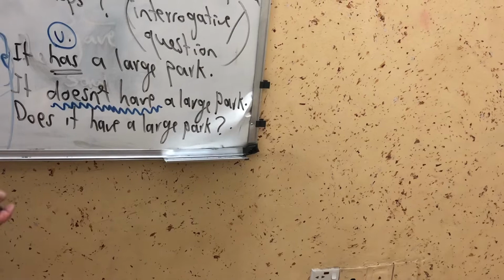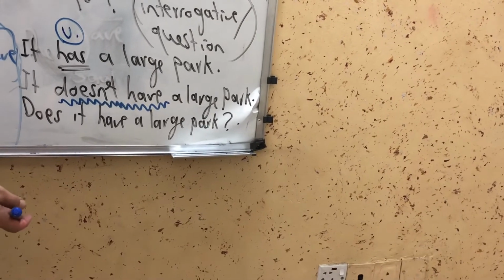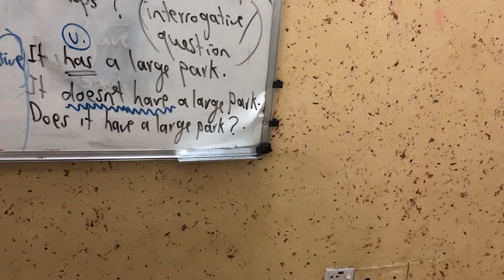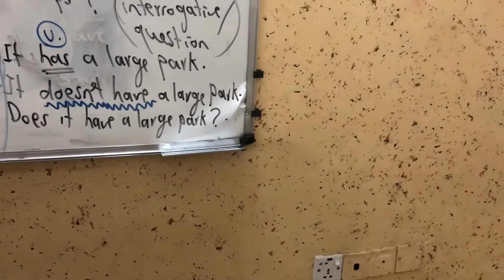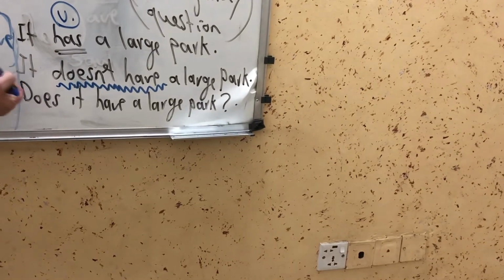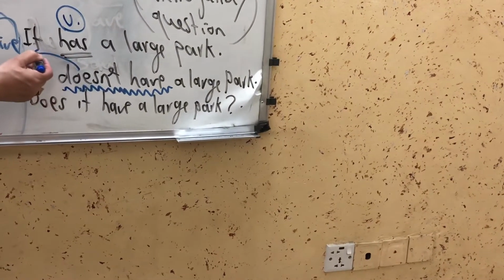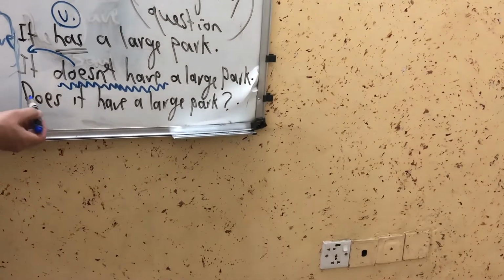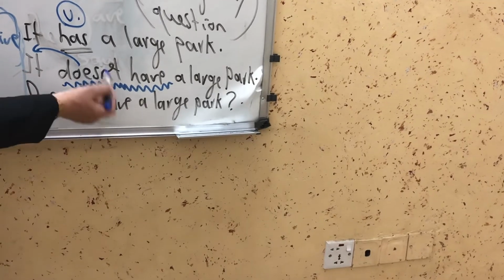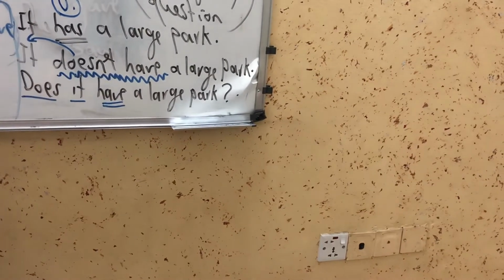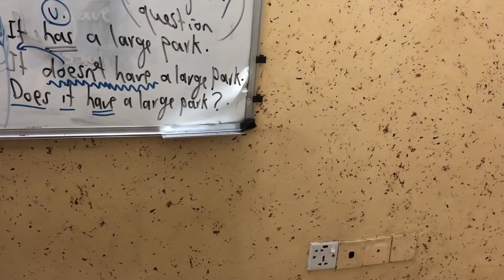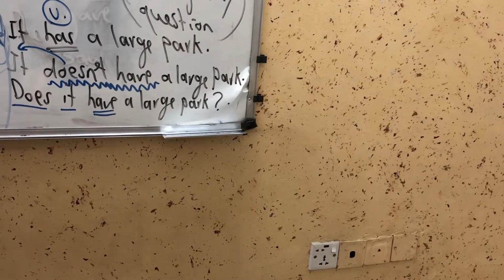Now if I want to change into question or interrogative, I must exchange the places of the subject and the verb. The auxiliary verb here is does, and the subject is it. So I put does before it. So what will it be? Does it, and we said has changes to the base form, which is have. So we have does it have a large park. This is interrogative or question.